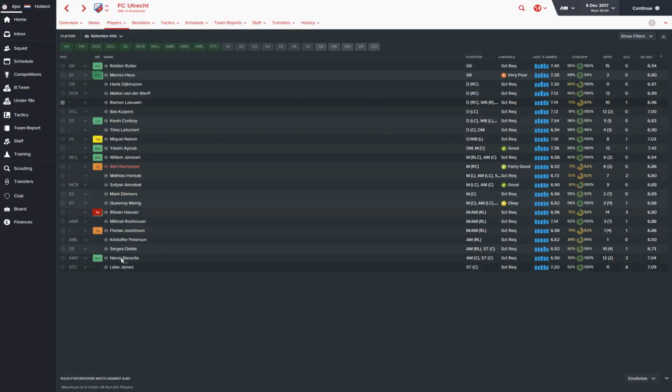So we keep an eye on him. Maybe we need to drop back. Maybe we need to make sure we actually don't tight mark him. Maybe we do need to tight mark him. Make sure he doesn't get the time and space to actually get in behind us. You know, there's some things that we can keep an eye on there.